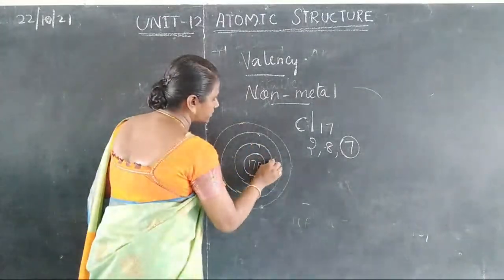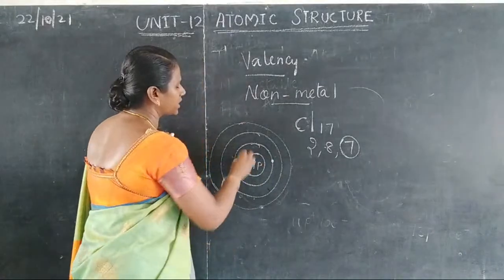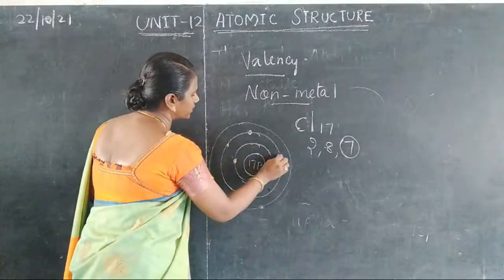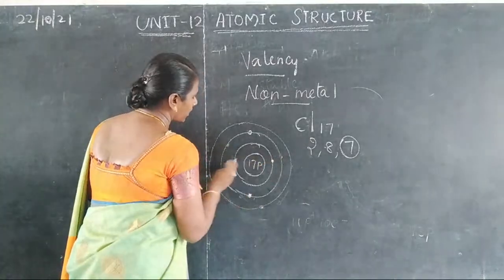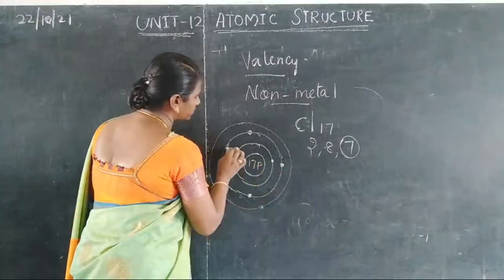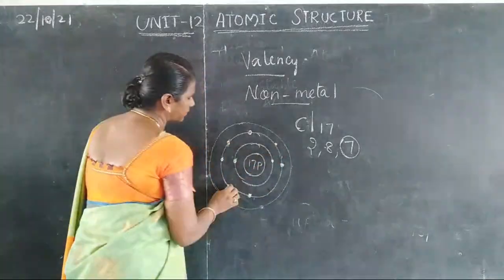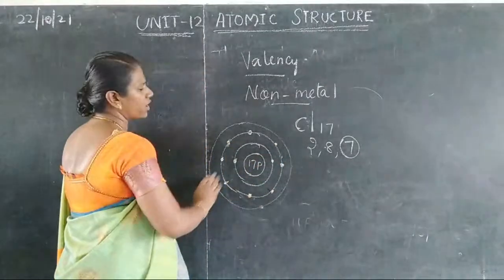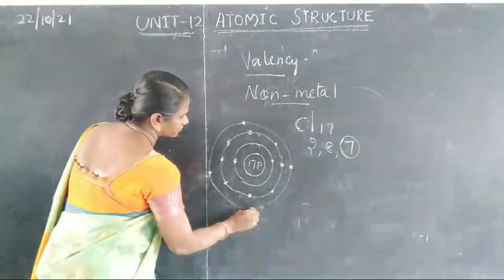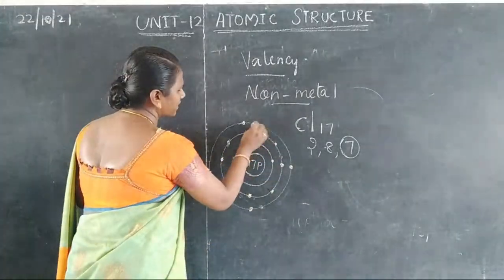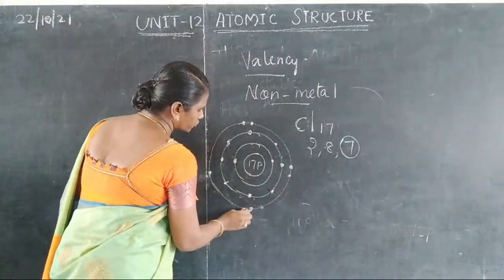2 electrons in the first shell, and 8 electrons in the second shell. And what about this shell? There are 7 electrons in the outermost shell.